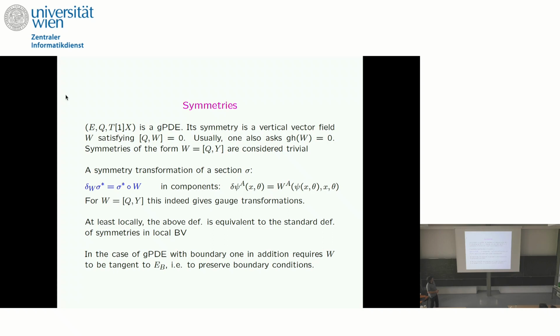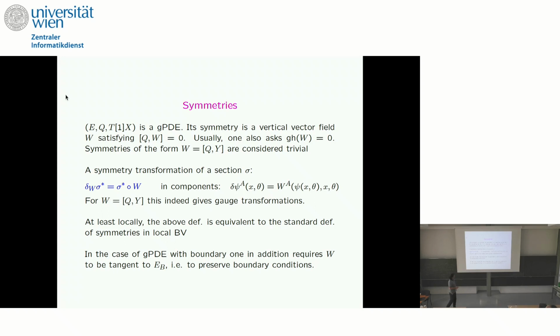And then we can describe not just gauge, but general symmetries. The usual story is, of course, that symmetries are vertical vector fields which commute with a total differential Q. In particular, there are gauge symmetries which have the form of a commutator with Q, which automatically satisfies this, and they form an ideal in all symmetries. And if you are given such a vector field, you know how to transform your field configuration. Your section is just transformed like that, and that's what it looks like in components.